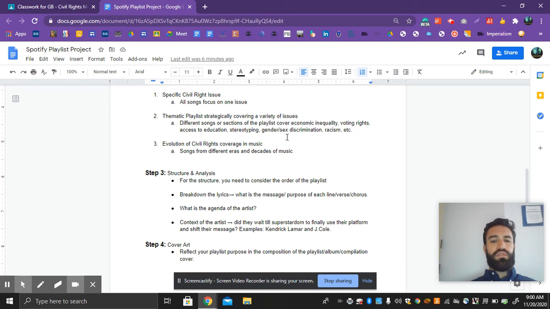Cool. And in those paragraphs or two, you need to discuss the message and purpose of each line, verse, or chorus, the overarching agenda of the artist, and then contextualize the artist, which would mean like when in their career did they do this? What's their purpose? What happened to them to make them want to do this? Did specific events happen or situation that they were involved in propel them to make this song, or did they work their way up through the music industry and waited until they had enough of a platform to finally discuss the things they care about? That could also be part of it.